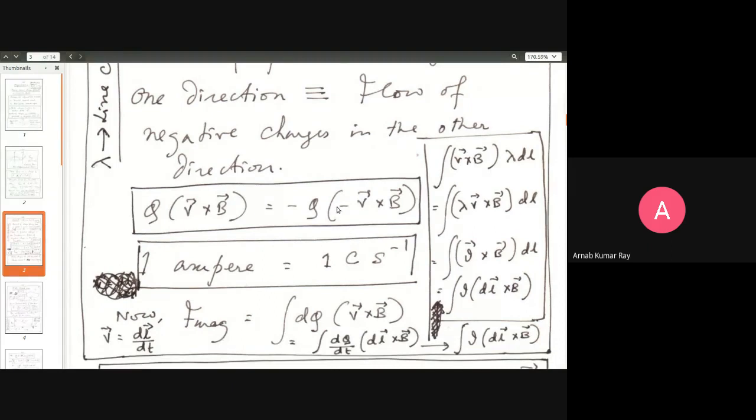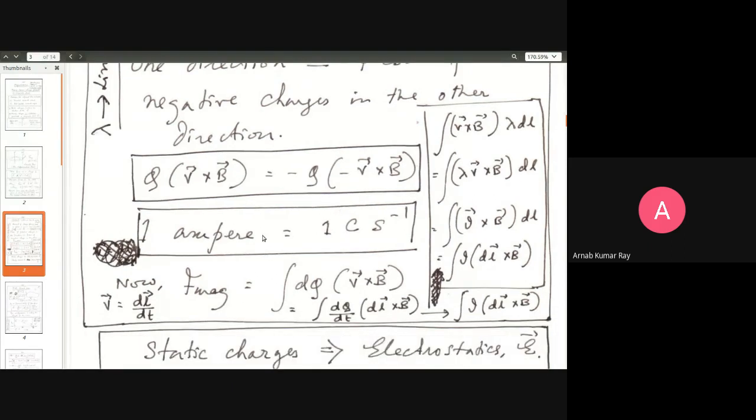So, the flow of charges, and the unit of current is 1 ampere. In the SI system, 1 ampere is defined as 1 coulomb of charge traveling past the observation point in 1 second of time. So that is defined as 1 ampere. That is the SI unit of current.